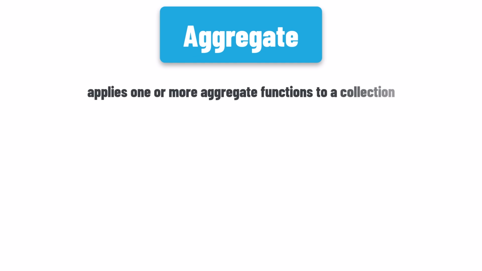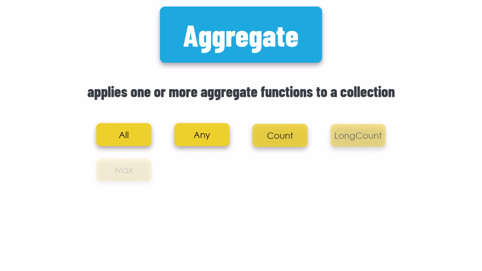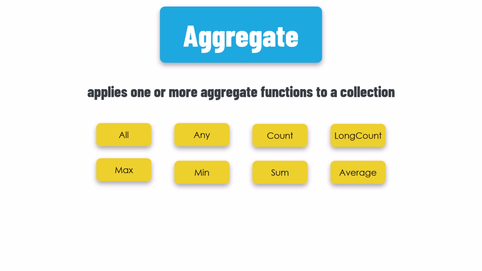Aggregate clause. What does this clause mean and how to use it? Let's learn more about it in this video. This clause applies one or more aggregate functions to a collection. Aggregate functions which can be used with this clause are the following 8 functions.